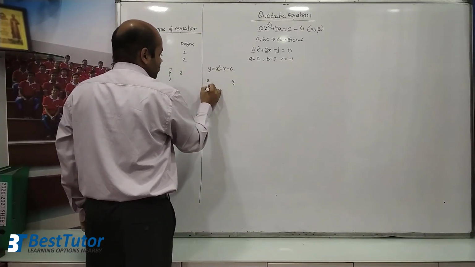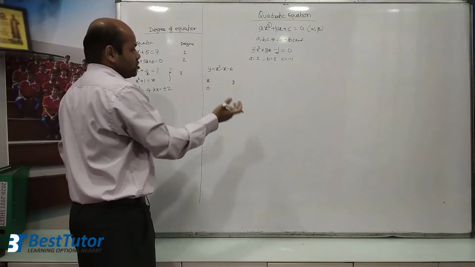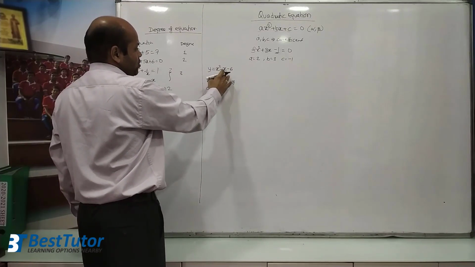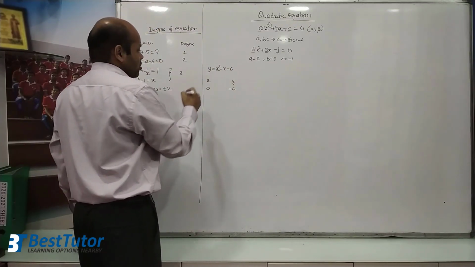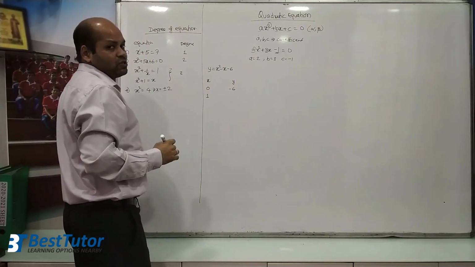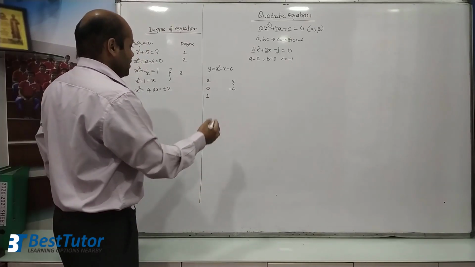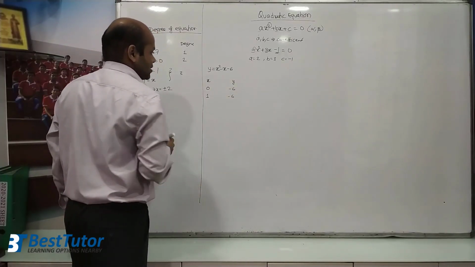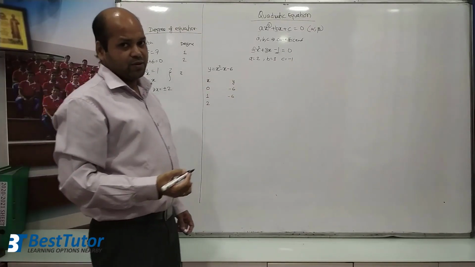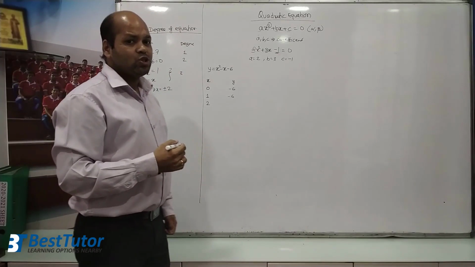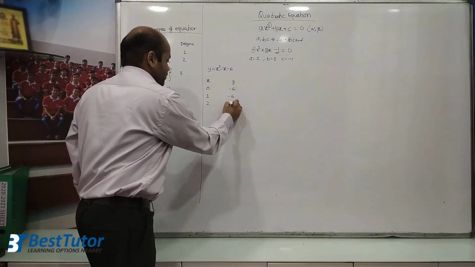Let's start with putting x as 0. What is the value we get? 0 square is 0, minus 0 is 0, and minus 6, the answer is minus 6. Next, put x as 1. 1 square is 1. 1 minus 1 is 0. Again, the answer is minus 6. Put x as 2. 2 square is 4. 4 minus 2 is 2. 2 minus 6 is minus 4.